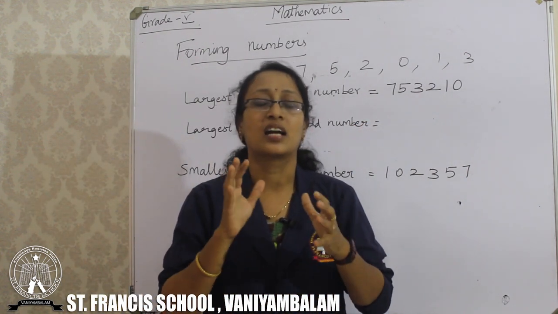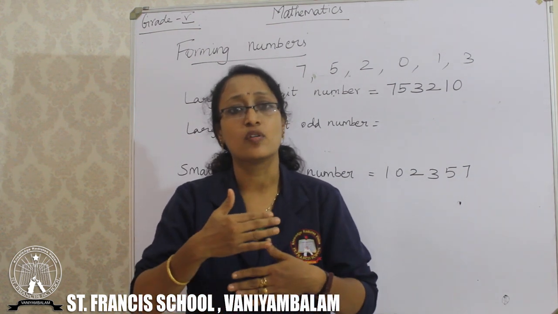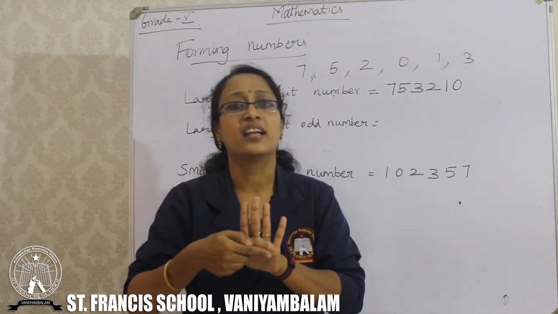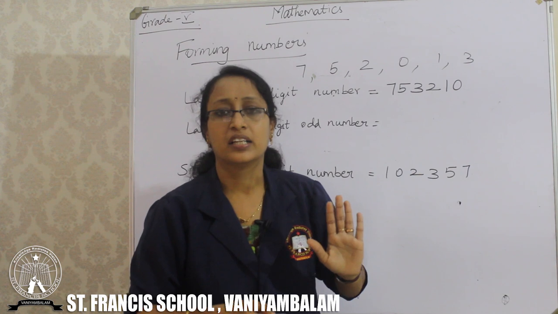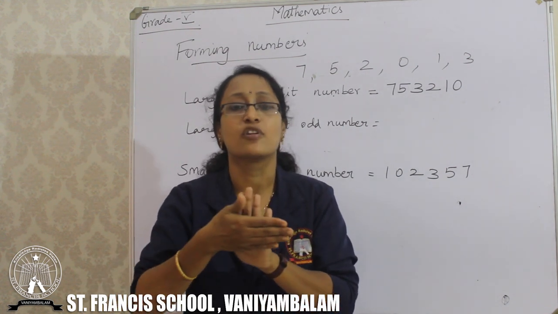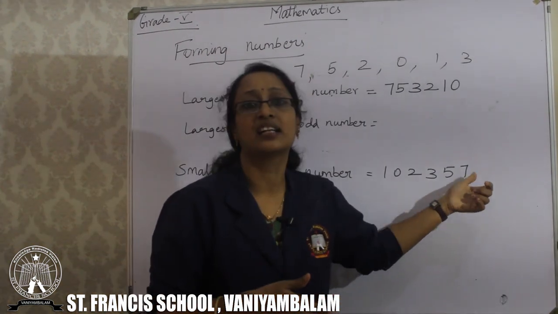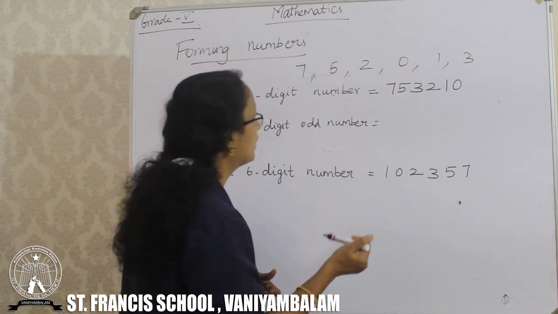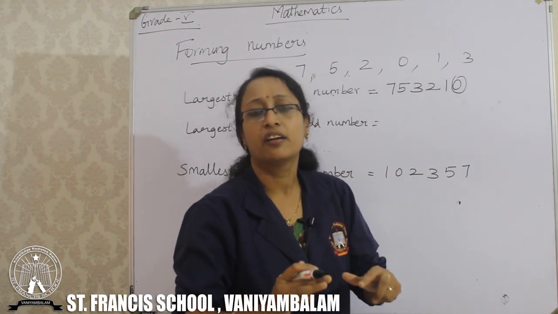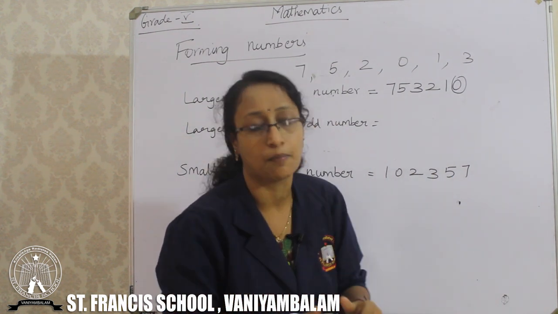See, how will you conclude whether a number is odd or even? First, check the ones place. If you have 0, 2, 4, 6, 8, any of these 5 digits in the ones place, then the number is an even number. If you have 1, 3, 5, 7, 9, any of these digits in the ones place in the place value chart, then that number is an odd number, right? Now check here, what is the digit here? The digit is 0. If you have 0, 2, 4, 6 and 8 in the ones place, then that number is an even number.